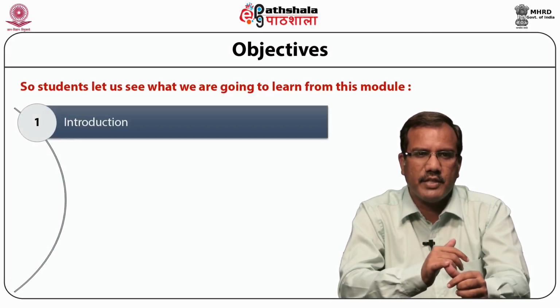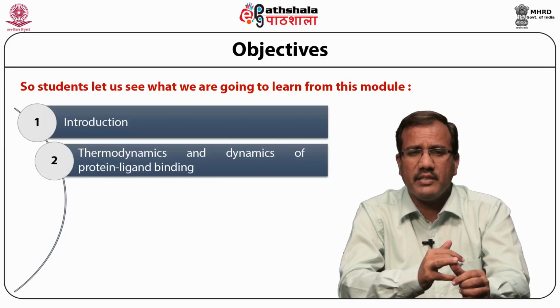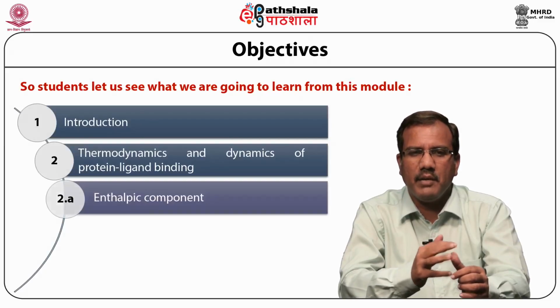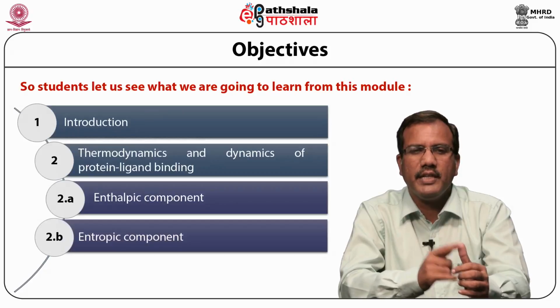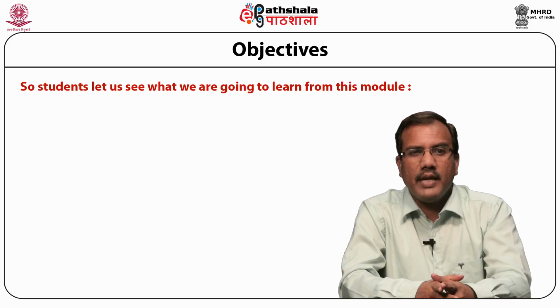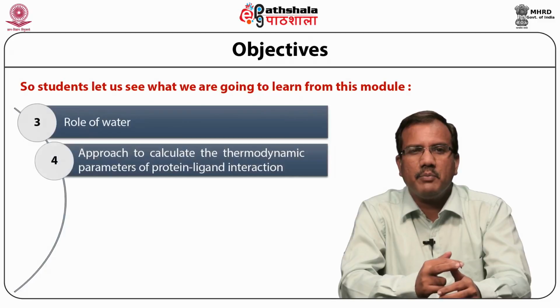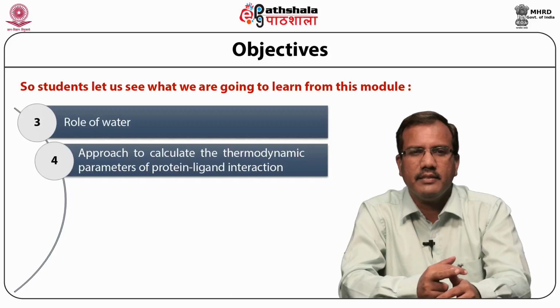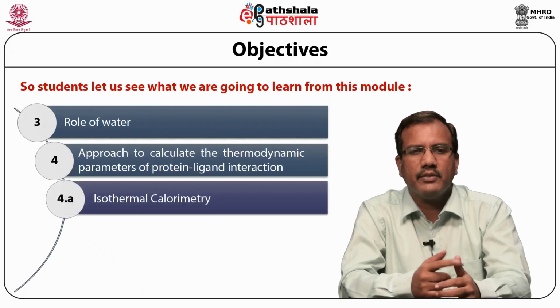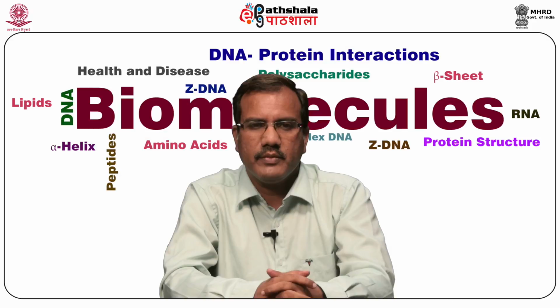We will start with introduction, then we will go to thermodynamic and dynamics of protein ligand binding. The three important things comes into this: enthalpy component, entropy component and heat capacity change. We will also look at the role of water. We will look at approach to calculate the thermodynamic parameters of protein ligand interactions. We will discuss isothermal calorimeter, NMR and computational approaches.